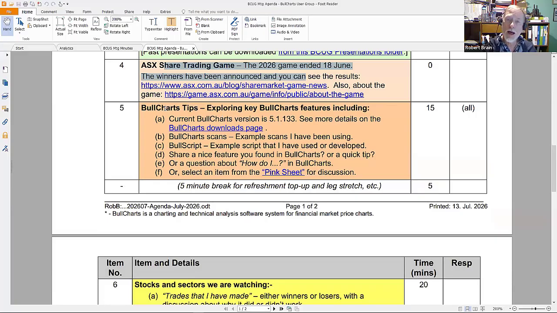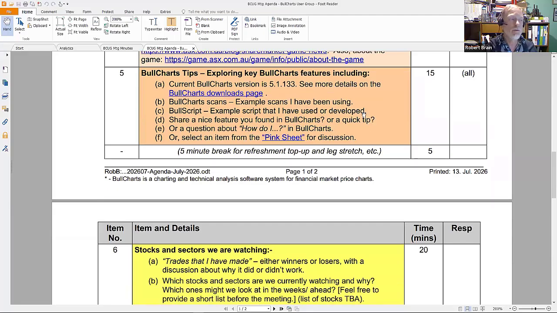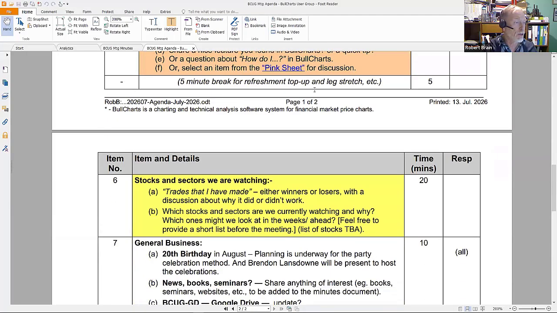We usually also have an agenda item to explore BullCharts tips. We note that the latest version that most people are using for BullCharts is 5.1133. Now, some people might be using a later version with a higher number, 135 or 138. They are beta test versions with some other features enhanced or some bugs that they've tried to fix and address and test for. We can have a discussion about BullCharts in that segment in the agenda.